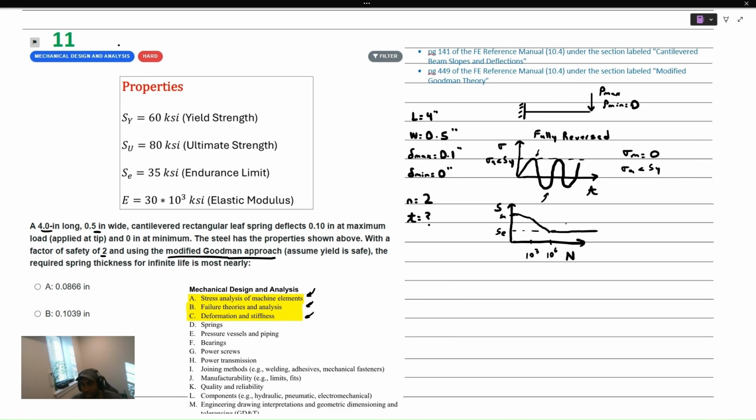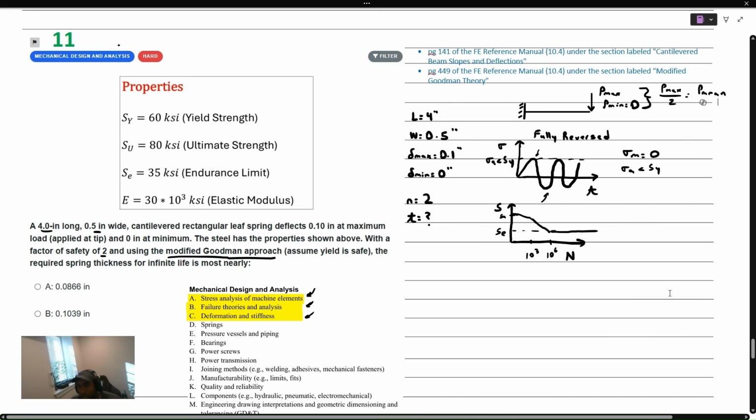Okay, so this is the case for fully reverse loading, but if we observe our loading in our scenario, we have a max load, P max, and a min equal to 0. What that means is that if you sum the max and min and divide by 2 to find the average load, or the mean load, you'll find that the mean load is just half of the max, right? And that is not 0. We don't have fully reverse loading, and that's where the concept of the modified Goodman theory comes in.